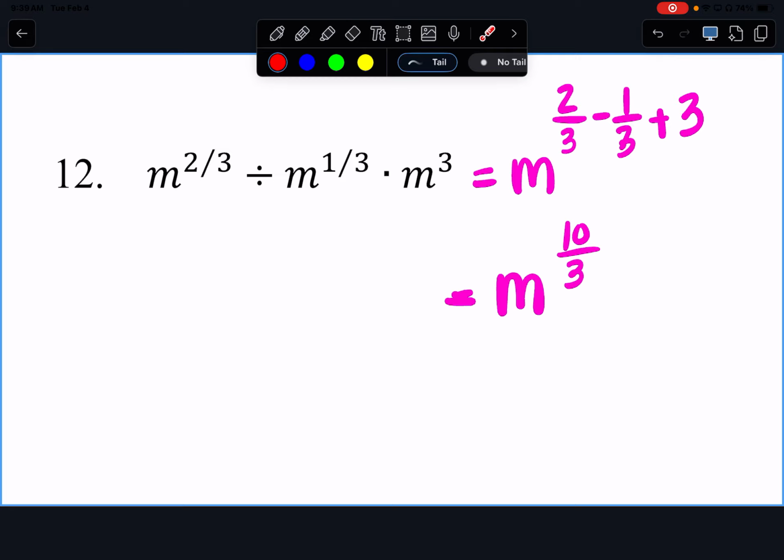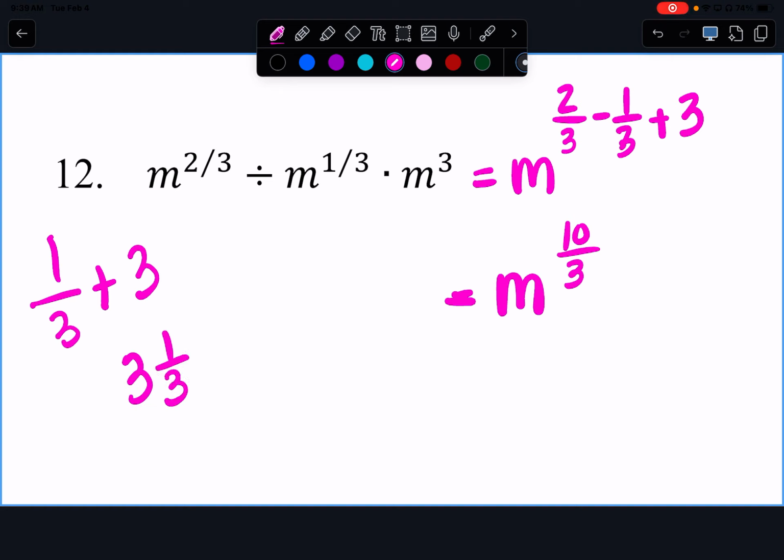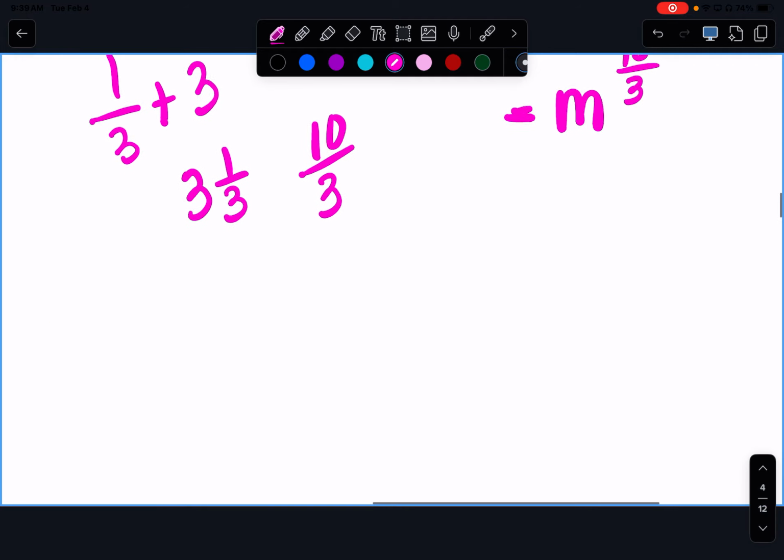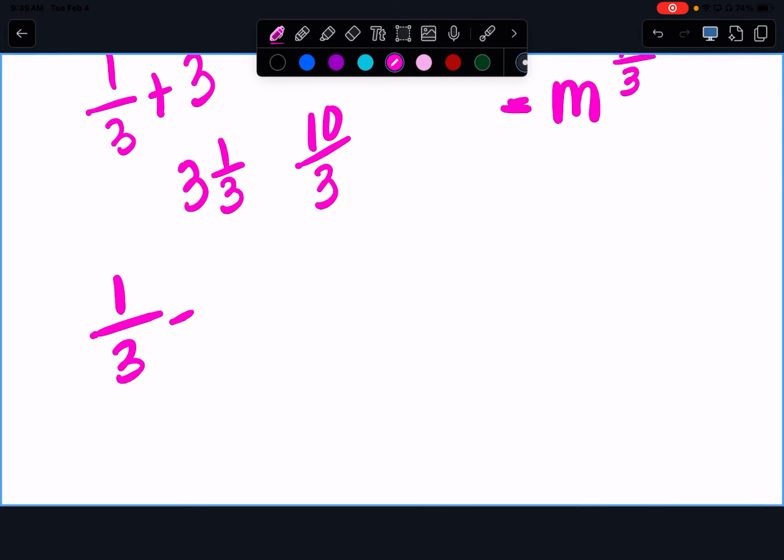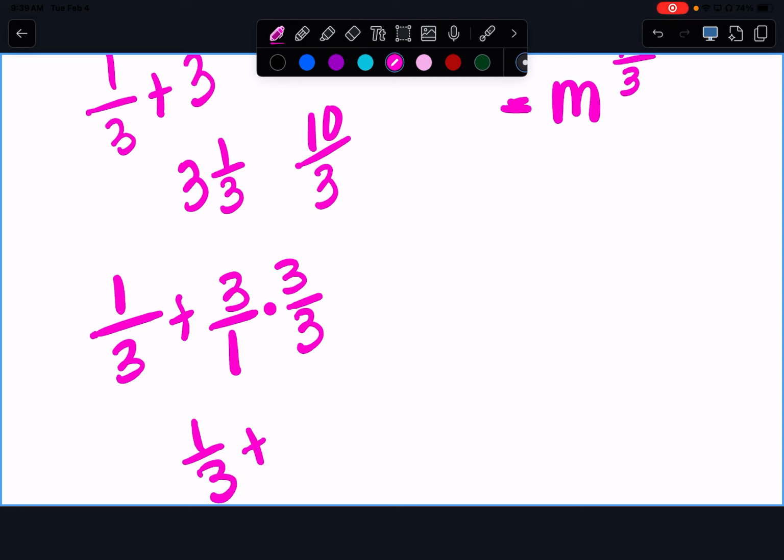Okay, without a calculator, explain how it's 10/3. So we would get 1/3 plus 3. That is the same thing as 3 1/3. So we would do 3 times 3, which is 9, plus 1 is 10. Then we could have also done it by doing common denominators. So I would have multiplied the 3 by 3 over 3, and so we get 1/3 plus 9/3, which is equal to 10/3. Either of those strategies works.